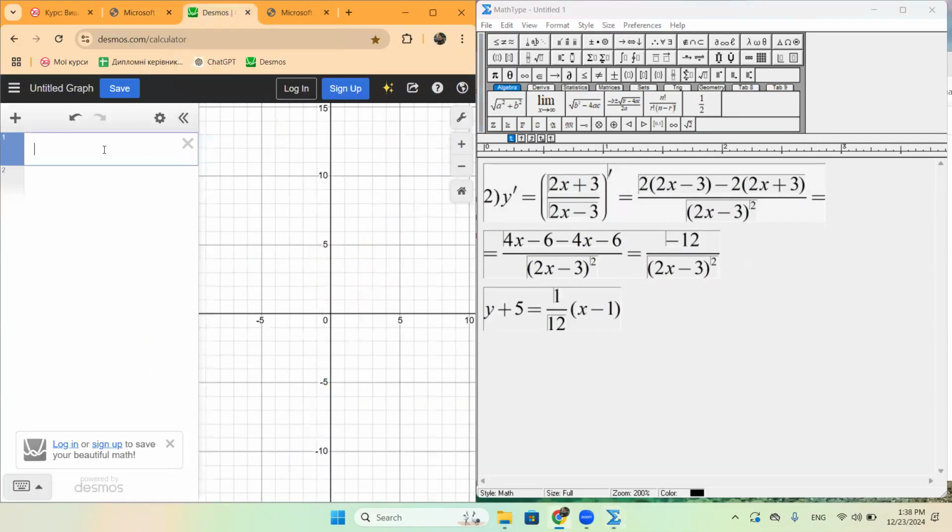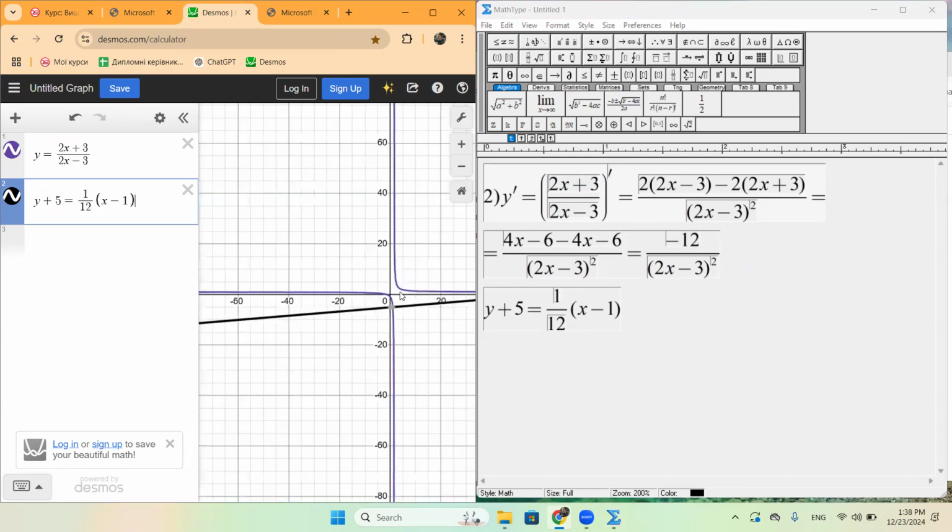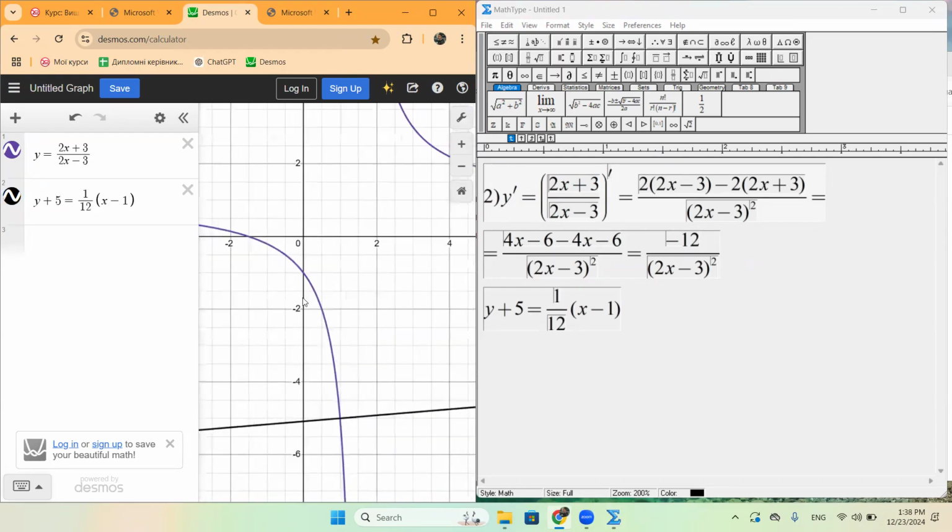So let's just see the geometrical interpretation. So 2x plus 3 and 2x minus 3, and y plus 5 equals 1 over 12, x minus 1. And something is incorrect. Stop.